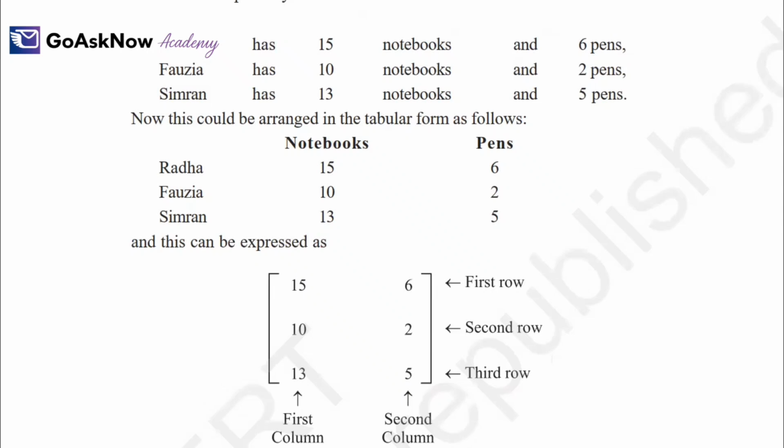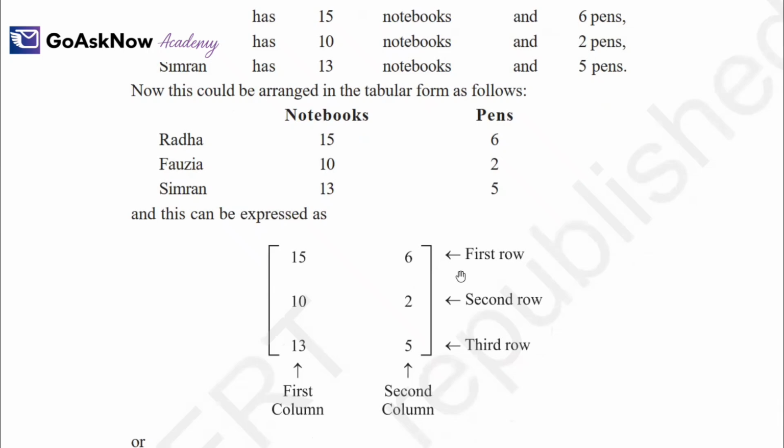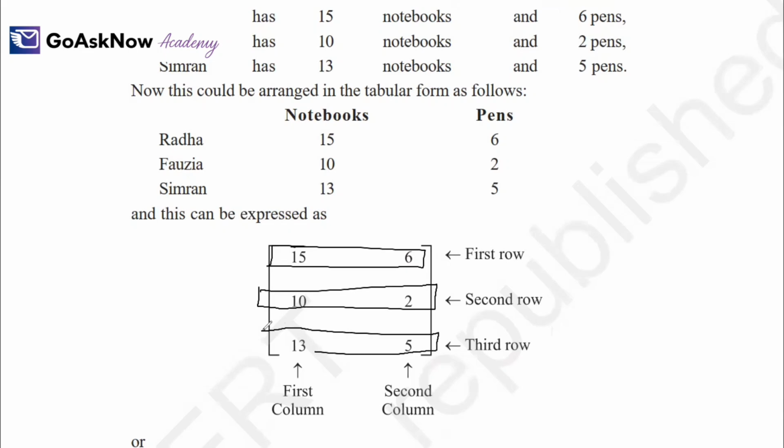This can be expressed as a big bracket with 15, 6, then 10, 2, and 13, 5. See carefully that 15 and 6 are in the first row. The horizontal arrangement is called a row. And 10 and 2 is the second row. See here that the horizontal arrangement is called a row only. And this is your third row, 13 and 5.